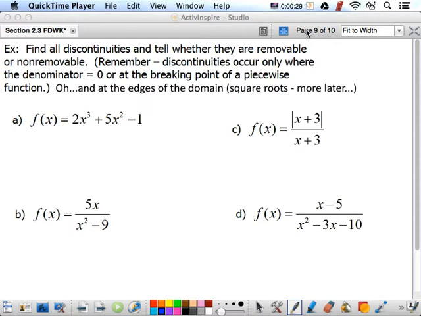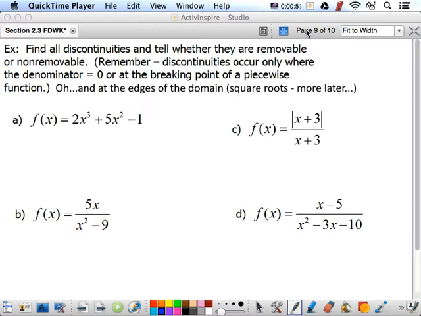We have y equals 2x cubed plus 5x squared minus 1. What type of function is that? Cubic. It's a cubic. But in general, what do we call those? Polynomials. We call those polynomials. Polynomials have no restrictions on their domains. And because of that, they have no discontinuities.